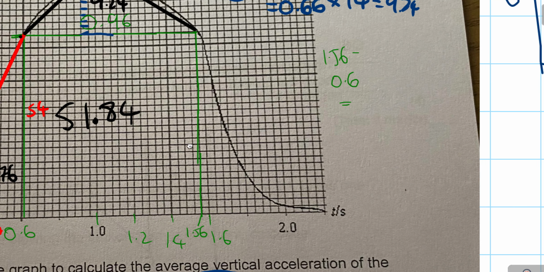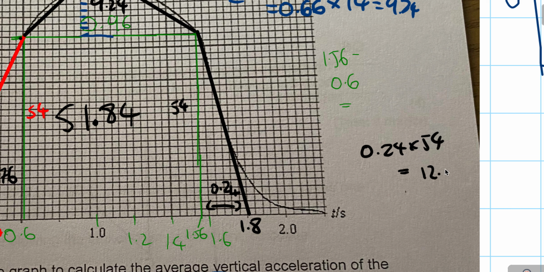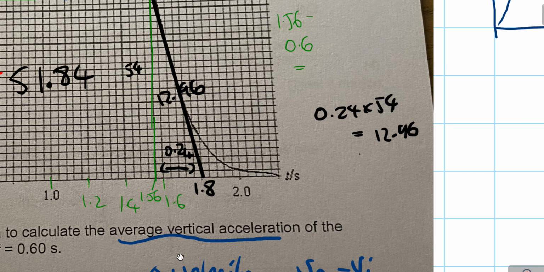And then finally, we go to the right hand side and we find the area here. So again, we go across. So we start from 1.56 and this takes us to 1.8. So this is equivalent to 0.24, and again this is a height of 54, so it's just going to be 0.24 times 54, which is equal to 12.96. So that's 12.96.